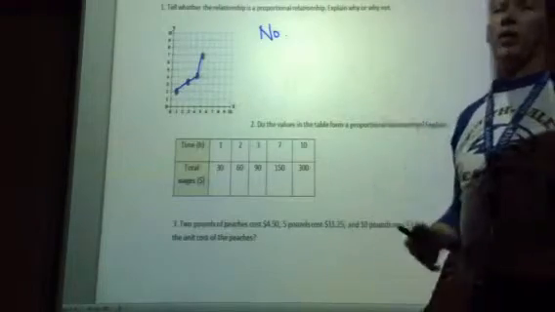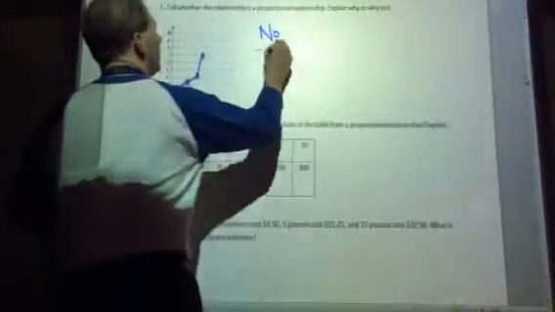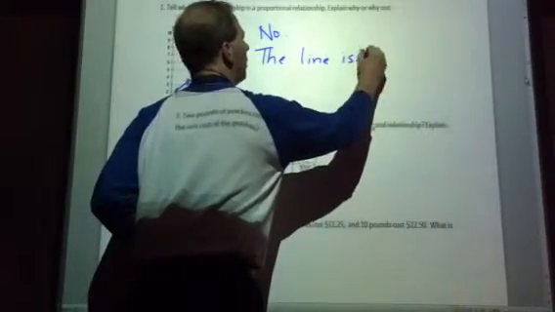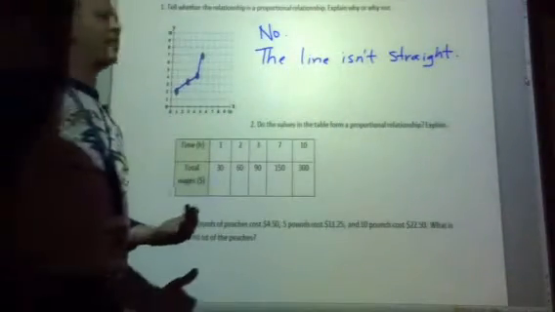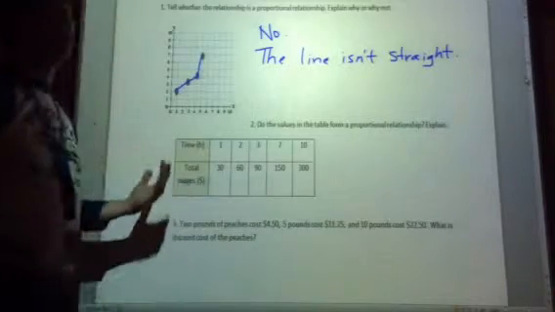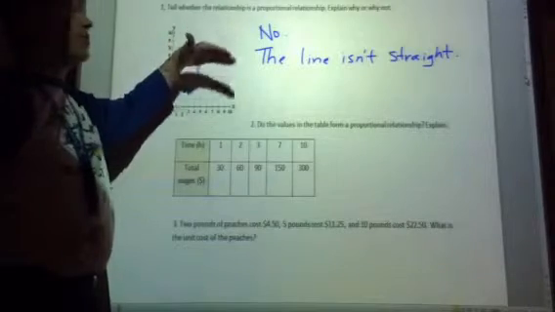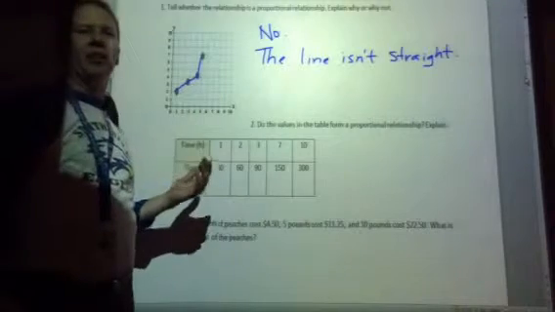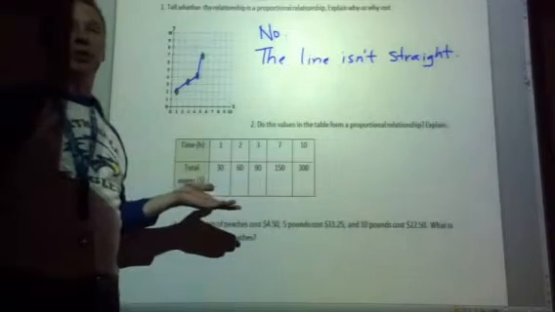And we do want to explain why or why not. This is not a proportional relationship because the line isn't straight. That's probably the most concise answer that you can give for something like this. And that's all I'm really looking for at this point: is this a proportional relationship? No. Explain why or why not. The line isn't straight. It probably doesn't go to the origin also, and you can write that if you want to. But really, as long as the line isn't straight, it doesn't matter if it goes to the origin or not.